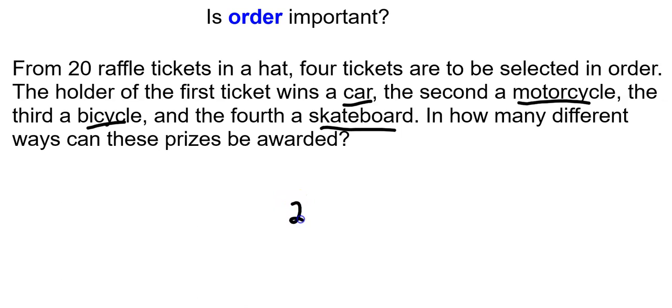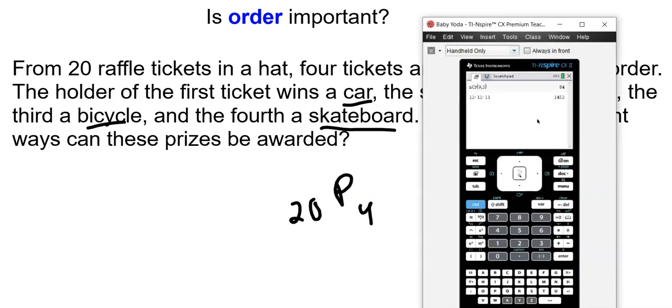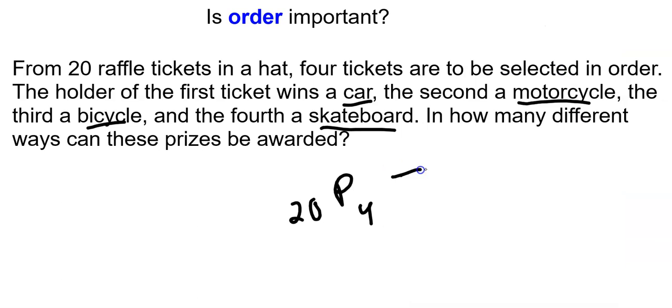So this would be 20 P 4 here. And so you'd get your calculator out and type in, so you go to, again, menu, probability, permutation, and it'd be 20, 4, which is 116,280. That's a lot. Permutations really get to be big numbers very quickly.